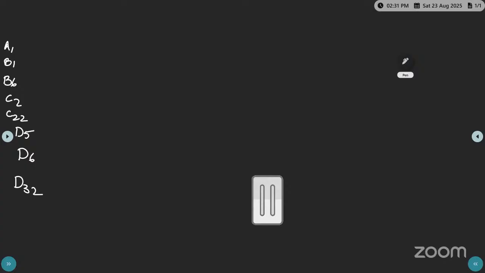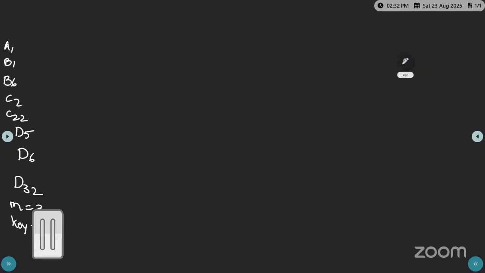Yes, just stand in your place. First, I want to insert A1. Tell me the order. The order is already given. Order means M. M equal to which number did I give? M equal to 3. So M equal to 3 is given. And tell me the key value.